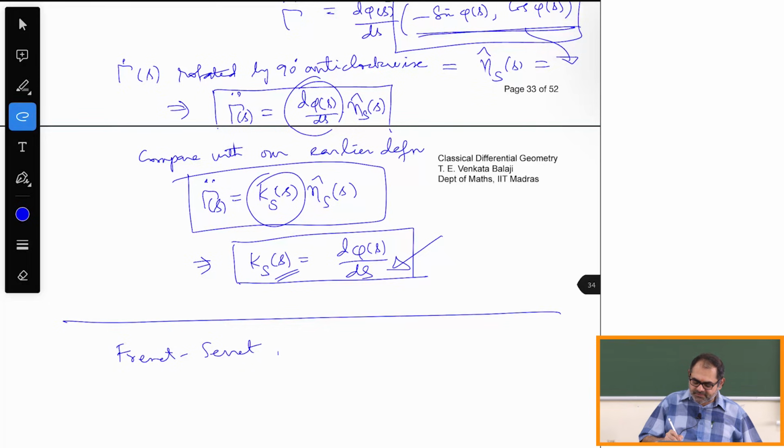The Frenet-Serret relations, basically, what is the whole idea? See, the idea is, let me say at least twofold. One thing is you would like to make sense of the statement that a curve is completely controlled by its curvature. I mean, if you know the curvature of a curve at every point, you should know it.